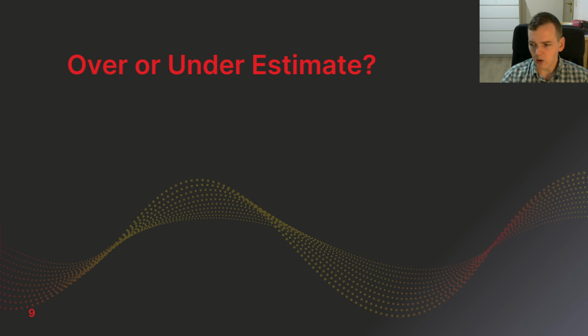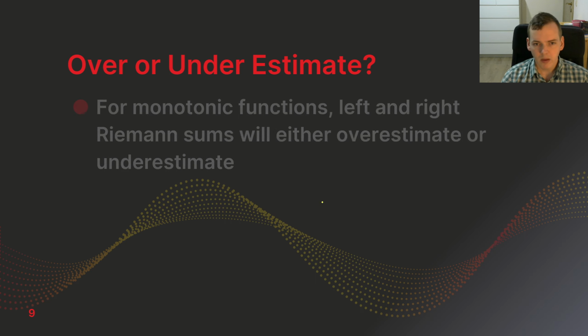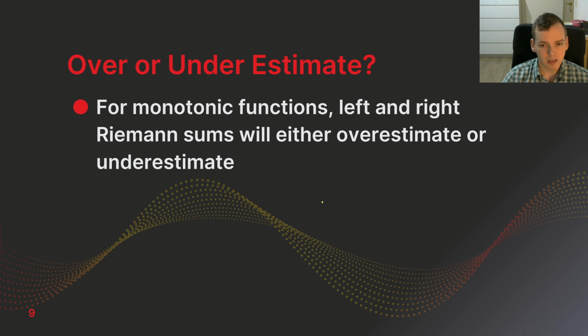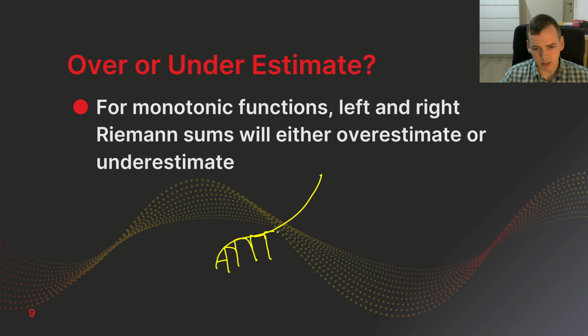So now we want to talk about over versus under estimates. For monotonic functions, monotonic means that it's either always increasing or always decreasing. The left and right-hand sums will either overestimate or underestimate, and those should be kind of easy to reason out once you're familiar with this. If it's always increasing, you'll notice a left-hand sum will always leave gaps that it doesn't quite cover with my quick sketch here. So there's always going to be gaps left, so a left-hand sum for a constantly increasing function will underestimate because there's missing bits.